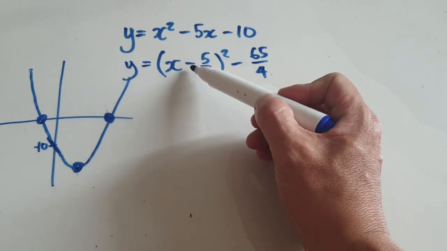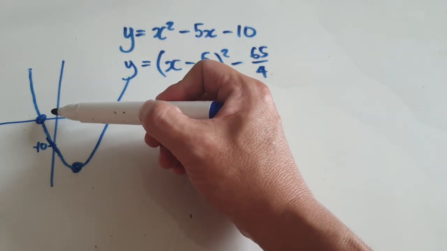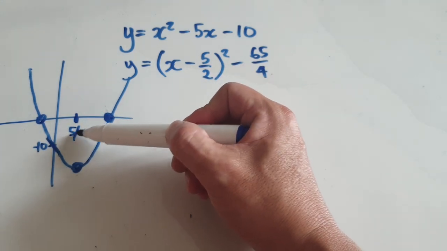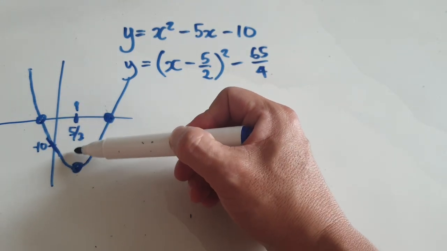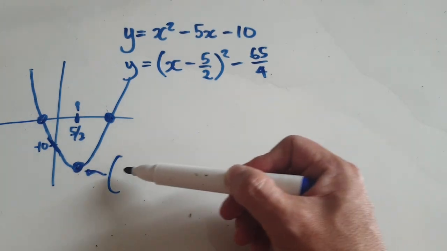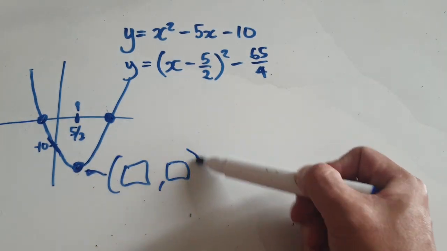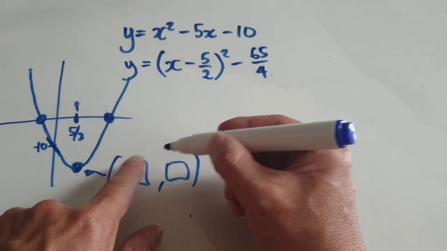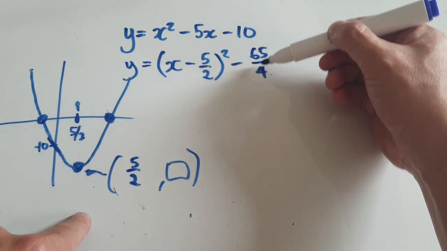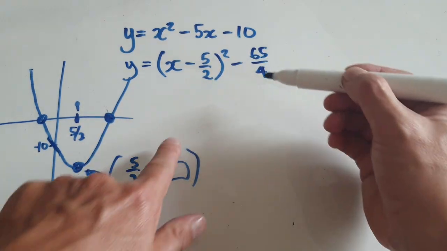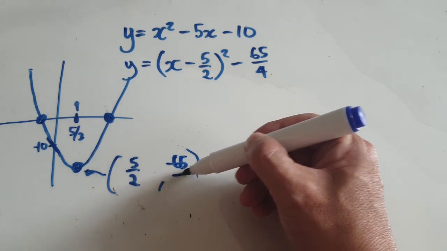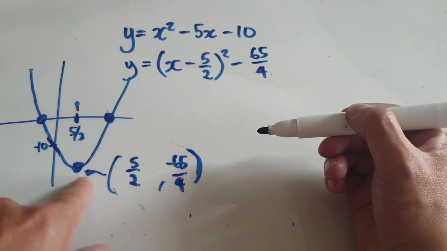Okay, now when you get to this stage here, we can work out the vertex. And remember, it's always the opposite. So here, negative means you actually move it to the right. So this will be 5/2. The coordinates here would be something, comma something. Well, that something is actually 5/2 across, and then you drag it down by this amount, -65/4. So the coordinates for the vertex would be this.